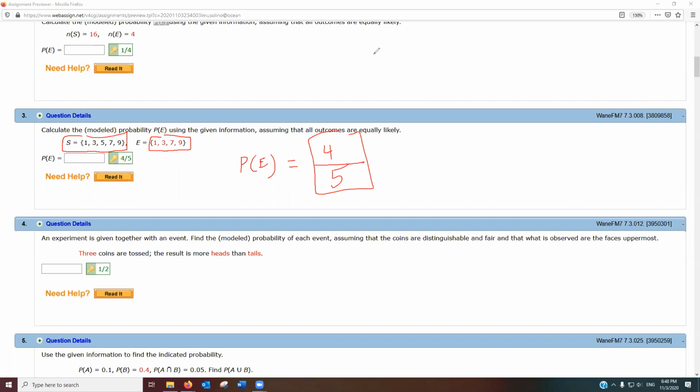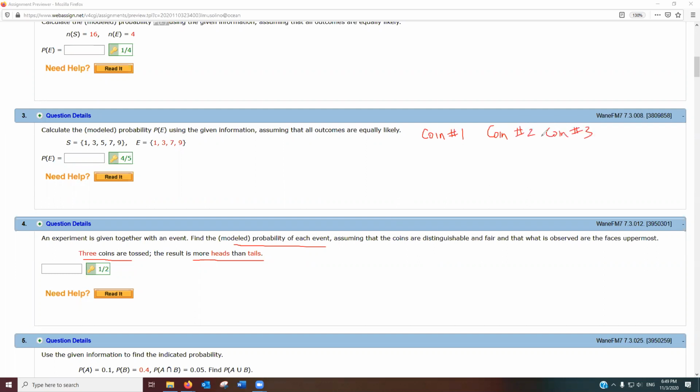All right, let's go to number 4. Number 4 is asking you a question about a probability experiment of rolling 3 coins. And you want to know what's the probability of rolling more heads than tails. All right, well, maybe one thing I could do is list out all the possible outcomes. So let me toss coin number 1, coin number 2, coin number 3. Now, I know there's 8 possible outcomes here.